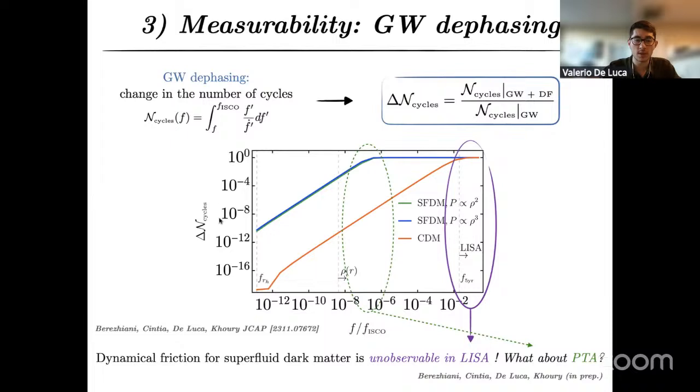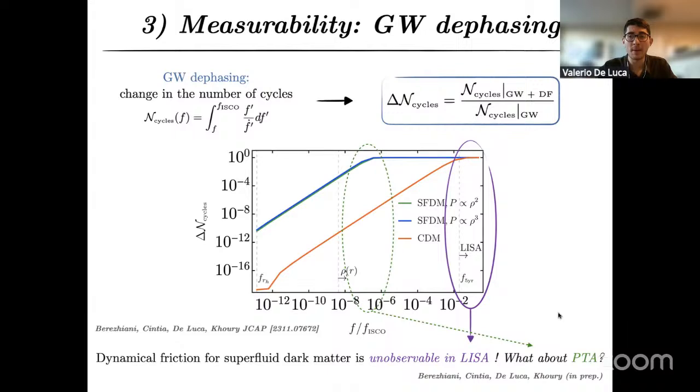Now, this plot again shows this quantity as a function of the frequency. And as you can see, in the low frequency regime, the dephasing is important because dynamical friction is the main driver of the evolution. But in the large frequency regime, the dephasing goes back to unity because gravitational waves are the dominant effect. And in particular, LISA, which is mostly sensitive to this region, will therefore be unable to measure dynamical friction for superfluid dark matter for sure, and maybe there is some small prospect for cold dark matter. On the other hand, if we study pulsar timing arrays, which probe smaller frequencies, in principle there the dephasing could be very important, and therefore it can give an important contribution to the evolution. So this is something we are actually working on right now.